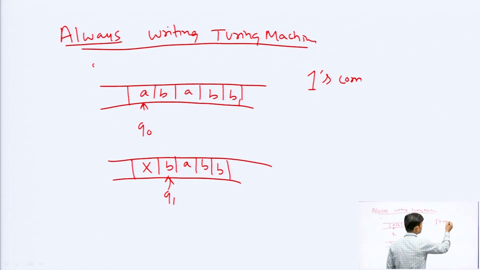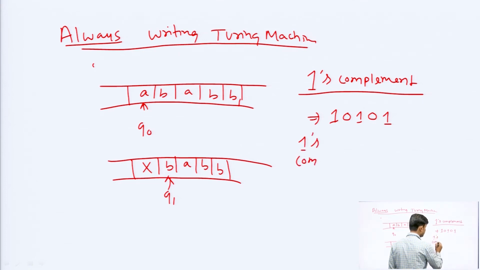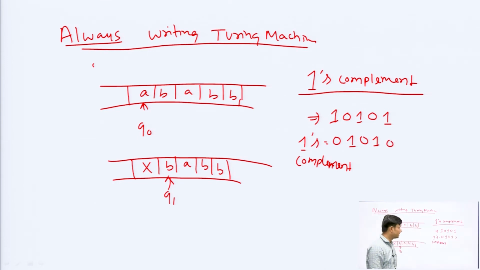1s complement is saying that you have to take 0 or 1 as input alphabet, and you see this is 1 0 1 0 1. So, 1s complement of this will be 0 1 0 1 0. This is the 1s complement of a number.